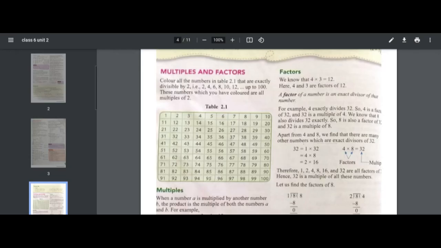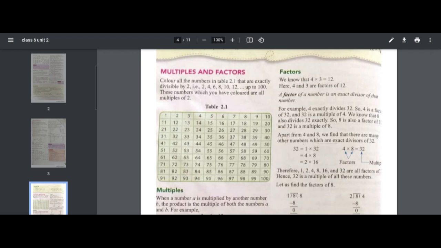Okay. Factors. Color all the numbers in table 2.1 that are exactly divisible by 2. For example, whenever they ask what is exactly divisible of this number, that means that number is present in their table. According to multiplication, 2 is present in the table of 2, and 4 is present in the table of 2 as well as 4, because 2 times 2 is 4. If you divide that 4 by 2, then the answer will be 2.